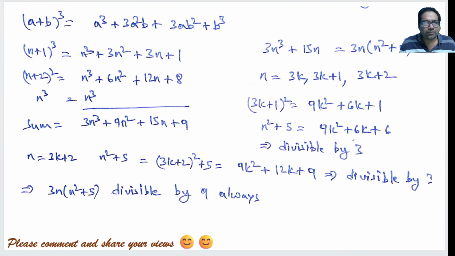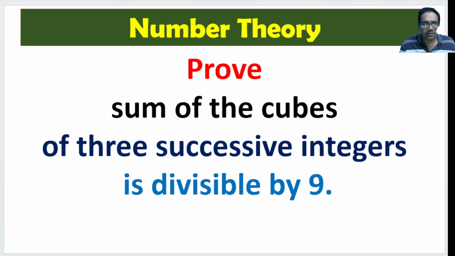We know (a + b) cube is a cube plus 3a square b plus 3ab square plus b cube. Here, let's take the numbers as n plus 1, n plus 2, and n, and let's cube all three of them and add them. Simple arithmetic manipulation. Let's see if we are getting 9 as a factor.